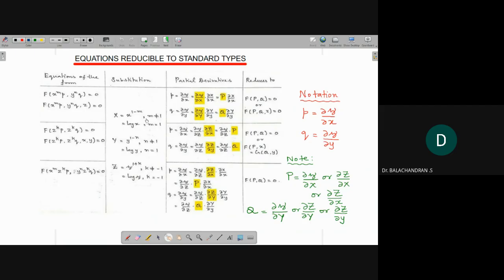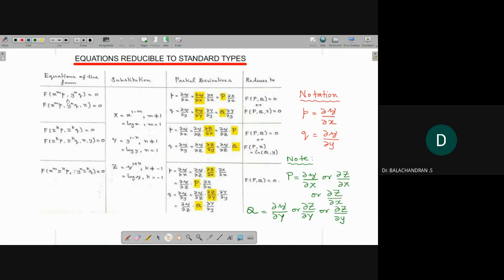Now how to give the substitution? Depending upon the values of m, n, k, we will choose the substitution. What is m? m is the power of x. n is the power of y. k is the power of z. So we need to find the values of m, n, k when the power of p is 1 and the power of q is 1.